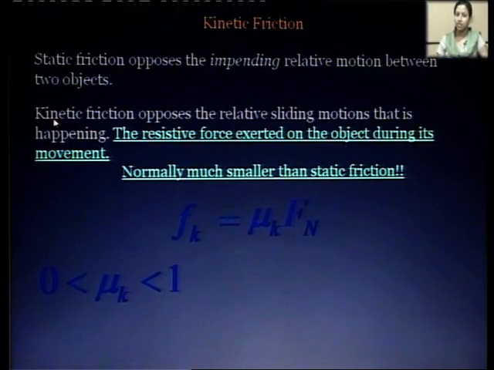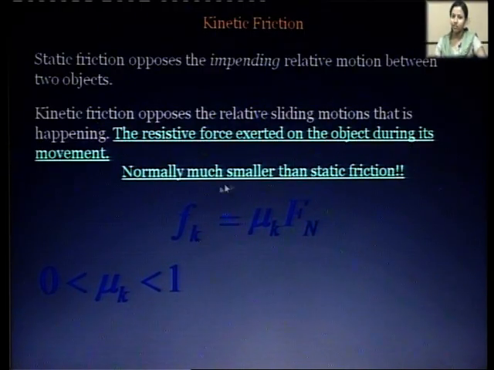And the second type is kinetic friction. It opposes the relative sliding motion that is happening. It is a resistive force exerted on the object during its movement. Normally it is much smaller than the static friction. I already told you this, that kinetic friction is less than static friction, because the body starts moving, so friction becomes less.